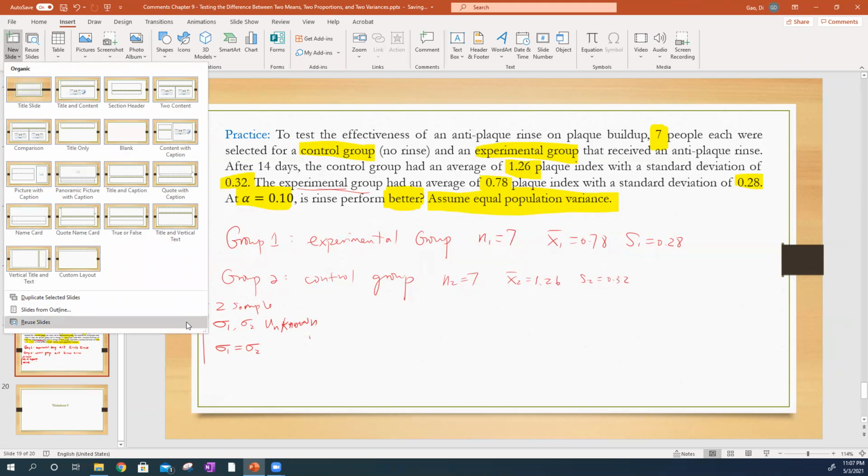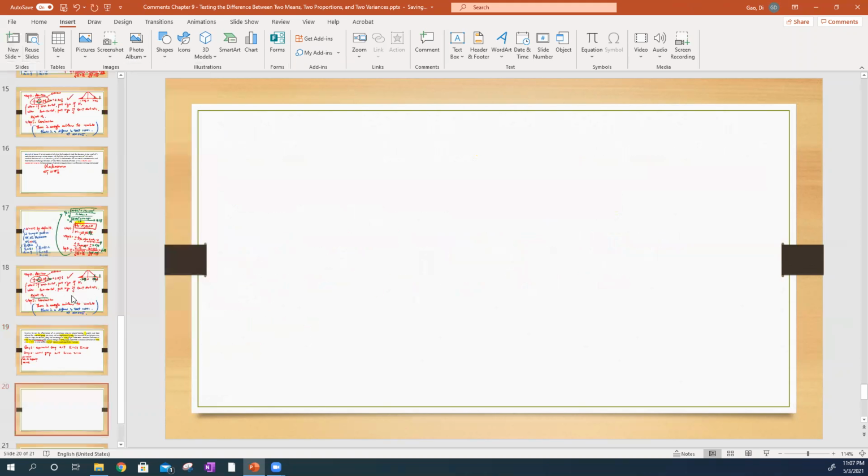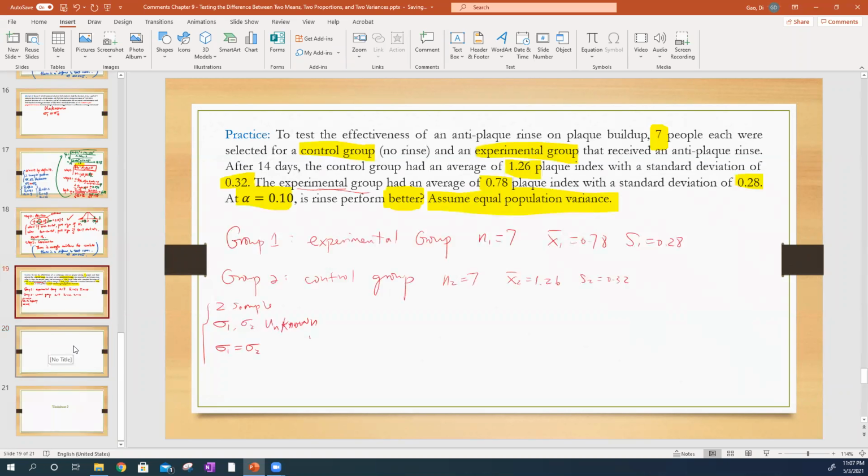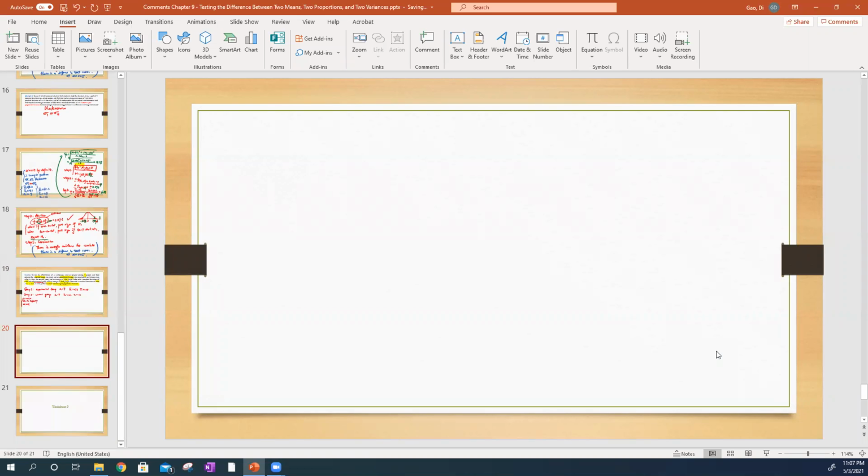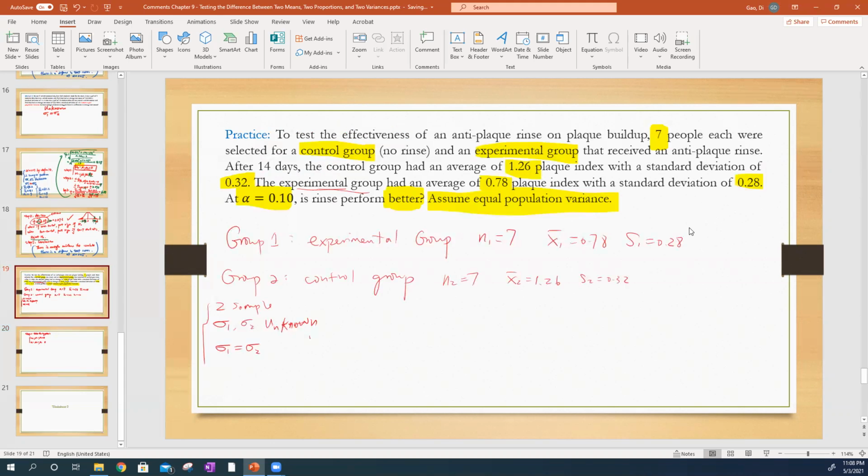And again, you can check the 2 sample table for the steps. For this one, let's just do it all together. Step 1, state the hypothesis. We have the null, always mu1 minus mu2 equals 0, or mu1 equals mu2, either way is fine. And then for the alternative hypothesis, so mu1 minus mu2, what? 0, right? So then we have to look at the claim.